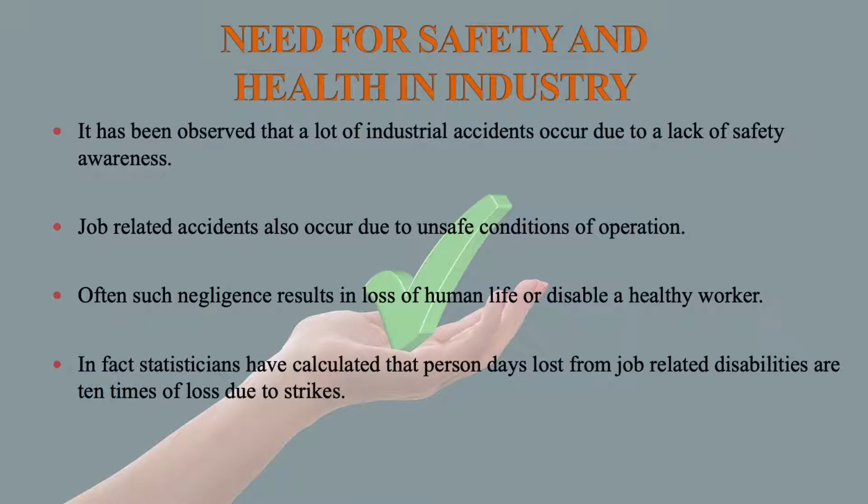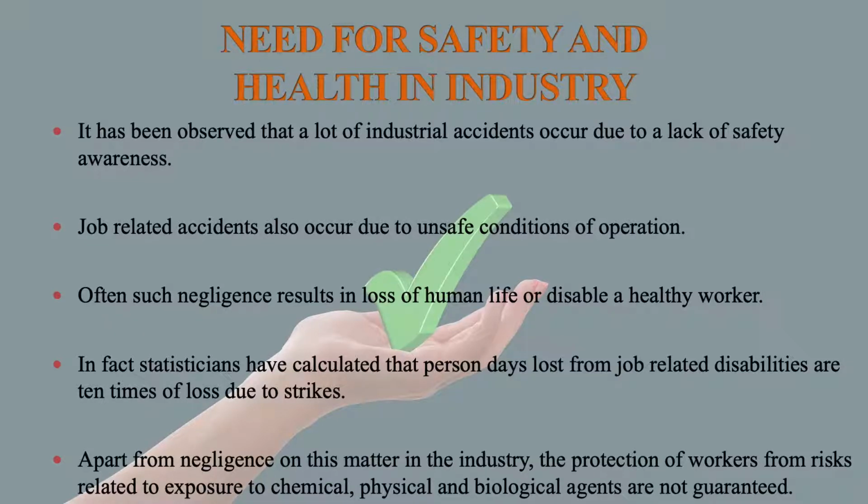In fact, statisticians have calculated that the percentage lost from job related disabilities is 10 times the loss due to strikes. Apart from negligence on this matter in the industry, the protection of workers from risk related to exposure to chemical, physical and biological agents is not guaranteed. So safety is very much required for saving lives. For every employee who is working in the chemical industry or manufacturing industry, anywhere, the manufacturing places should be kept safe. The material handling should be safely handled. So safety is very much essential while doing the work.